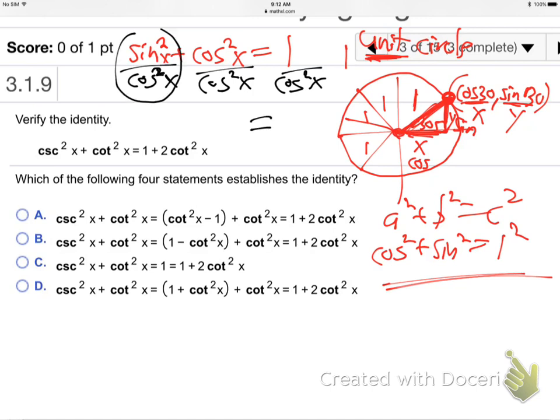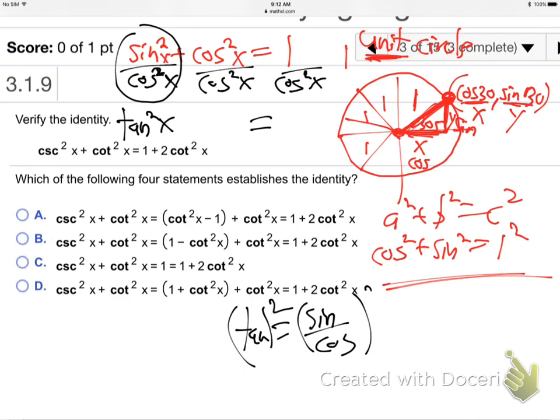What is sine squared over cosine squared? Tangent squared. Yeah, because sine over cosine is tangent, so sine squared over cosine squared is tangent squared. You with me so far? Does that make sense? Remember, tangent is sine over cosine. So therefore, if you square both sides, same thing. Tangent squared is sine squared over cosine squared.